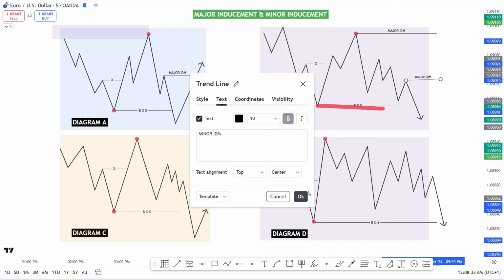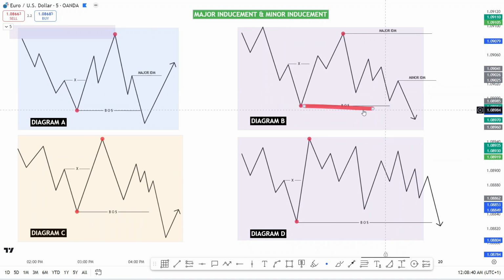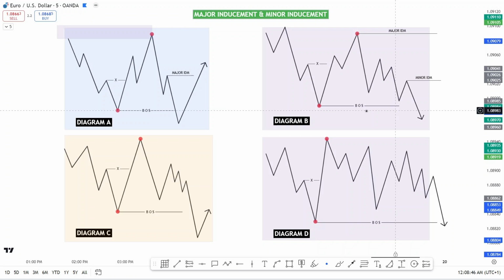What do you do with minor inducement? Nothing. You don't trade it. If you really want to be profitable, don't trade minor inducement. Ignore it. But when I say ignore it, I mean you can identify it, because when you know how to identify it, you'll be able to identify the major one. Okay, now why is that?